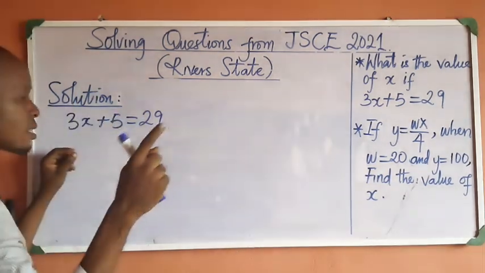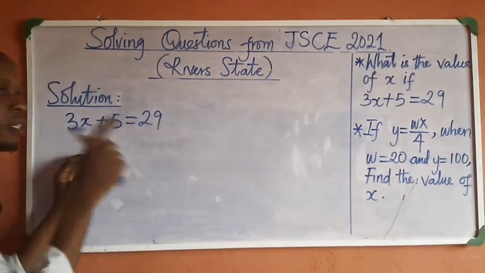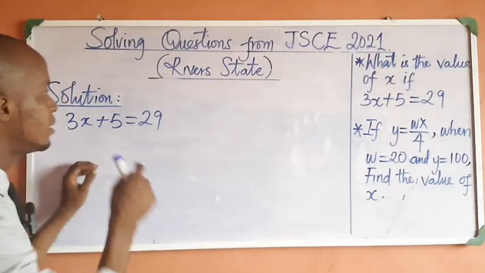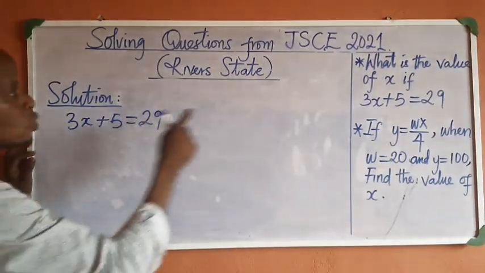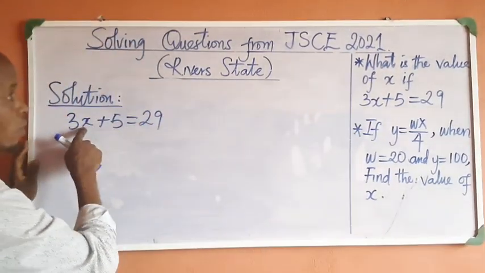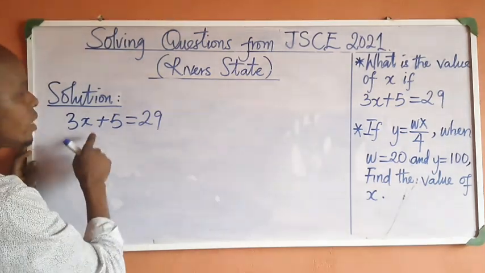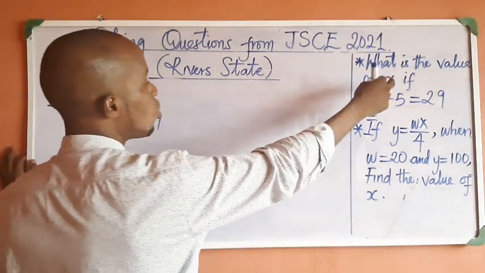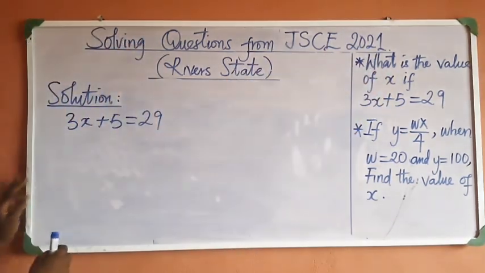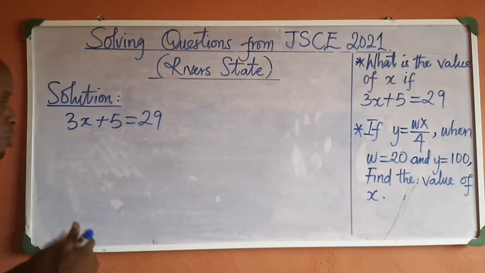In mathematics, that letter is what we call the unknown. And this, according to the question, is what we are looking for. The unknown, the x. That is why the question says, what is the value of that x? So, what is the next thing for us to do?